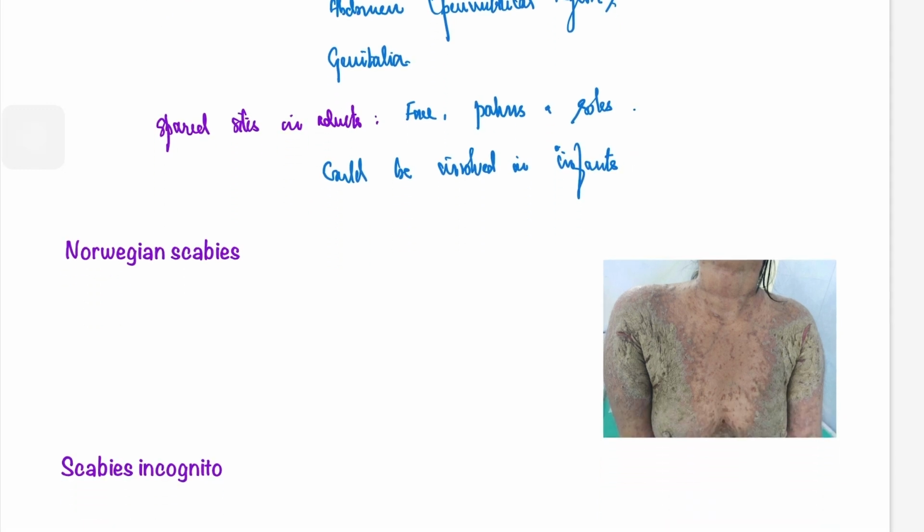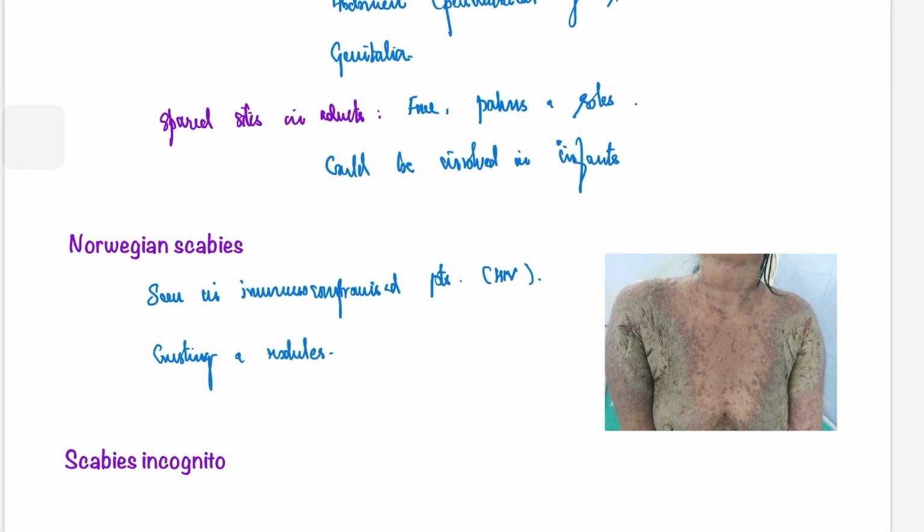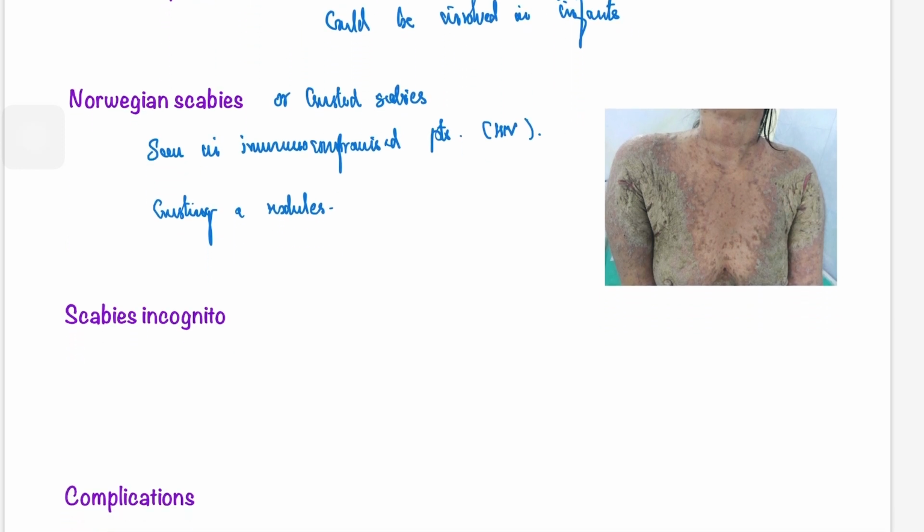And there are certain variants of scabies, like Norwegian scabies. What is Norwegian scabies? It is seen in immunocompromised patients or patients who do not have any self care, like patients with HIV, or psychiatric patients who don't have self-care. What would you see? You'd see crusting and nodules. It is a severe form of scabies, crusted scabies or Norwegian scabies, and you would see crusting and nodules throughout the body. More commonly seen in the axilla, elbow creases, the abdomen, and the groin and genitalia.